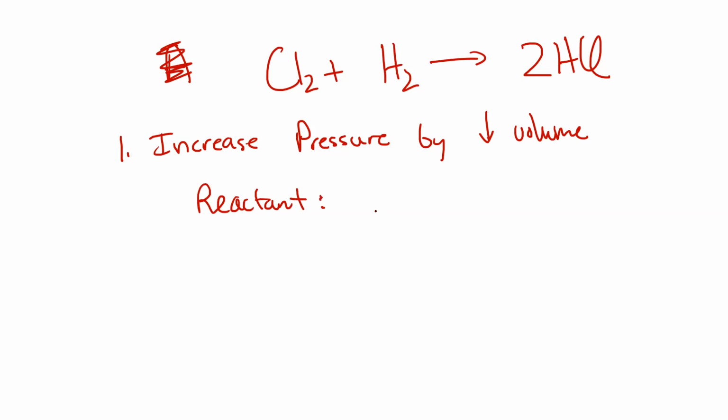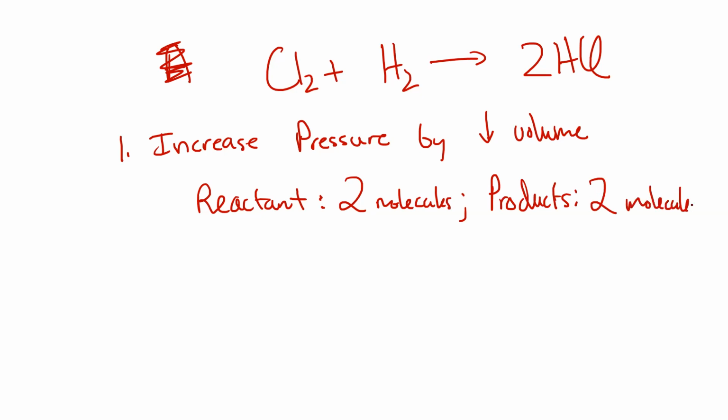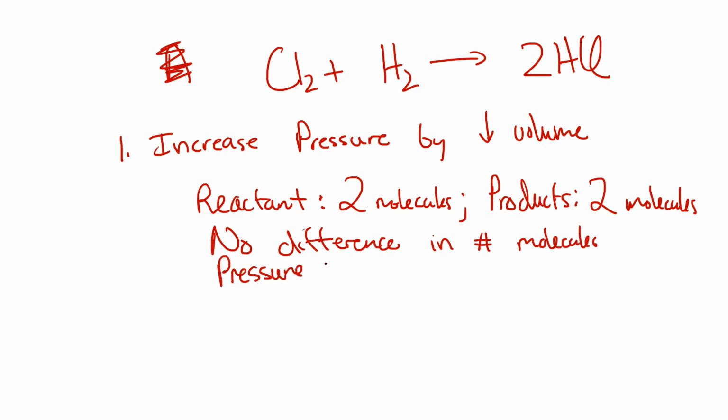How many do we have on the reactant side? 2 molecules. Products? The products is 2 molecules. Okay, there's a 2 in front of that HCl. That means 2 HCl's are there. So no difference in number of molecules. Pressure change has no effect. Okay, because 2 and 2 are the same. There's no difference. There's no effect. Good so far?